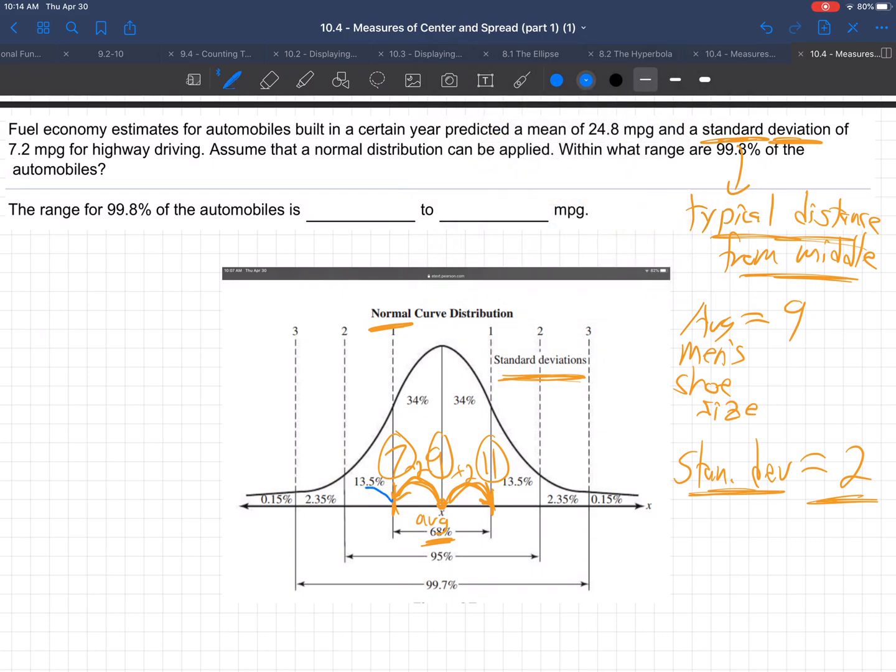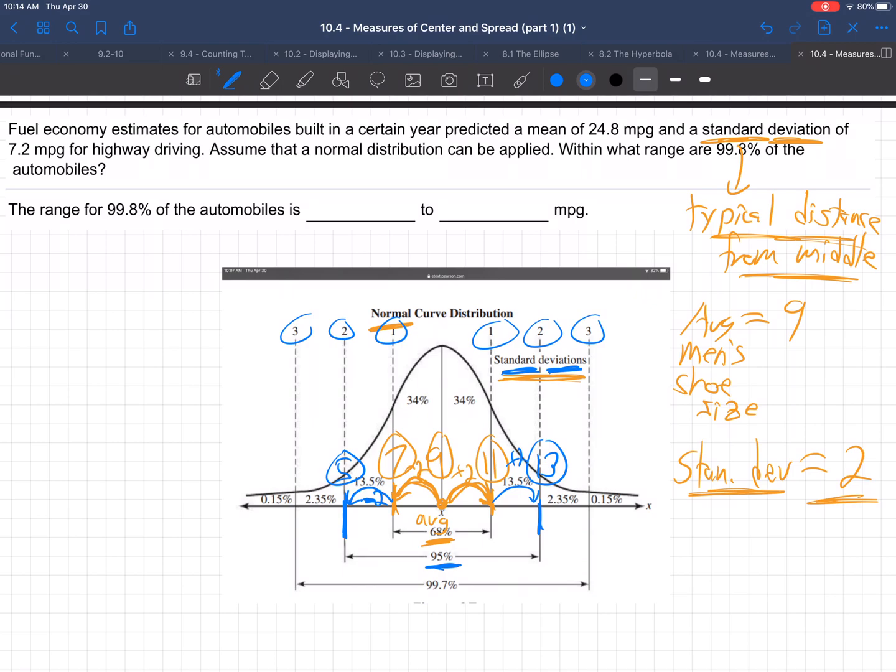Now, let's do it again. Every one of these lines is a standard deviation jump. See, 1, 2, and 3 standard deviations, same thing as 1, 2, and 3 the other way. These are all standard deviation jumps. So this would go back by another 2 more, so this would be to shoe size 5. And this would go up by another 2, and this would be to shoe size 13. So that would mean then between shoe size 5 and 13, you'd have 95% of all men in America.